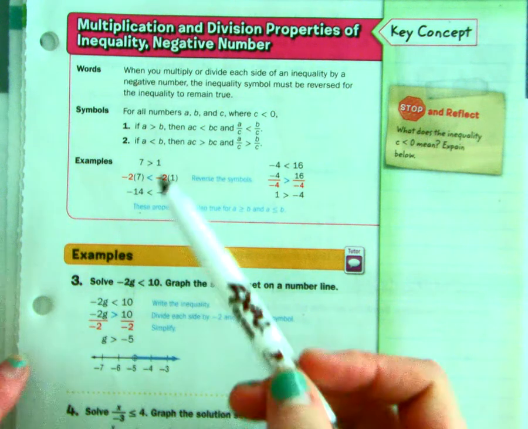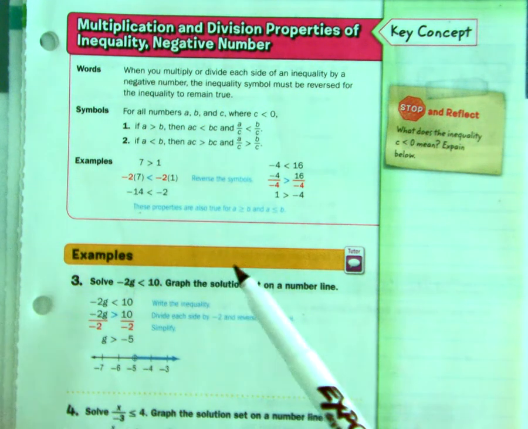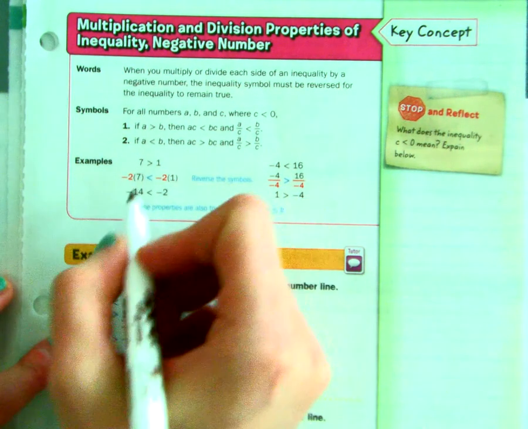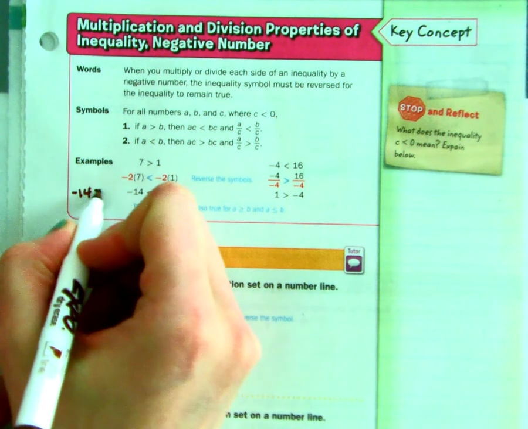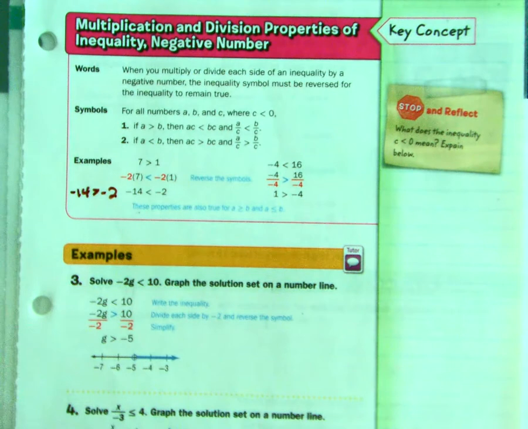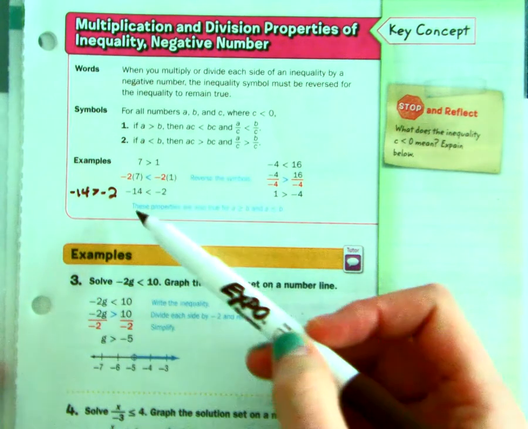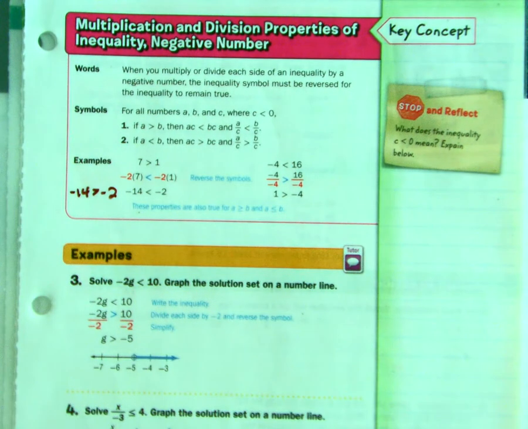So for example, if we have 7 is greater than 1, if we multiplied both sides by negative 2 and we didn't flip our sign or use the reverse, we would say negative 14 is greater than negative 2. And that's not true. Negative 14 is not greater than negative 2. So we have to reverse our inequality sign, which makes it true. Negative 14 is less than negative 2.